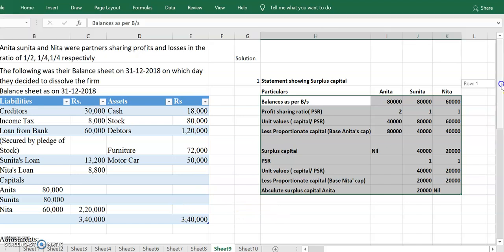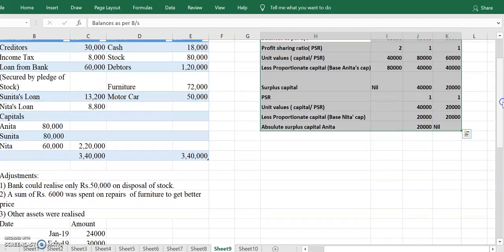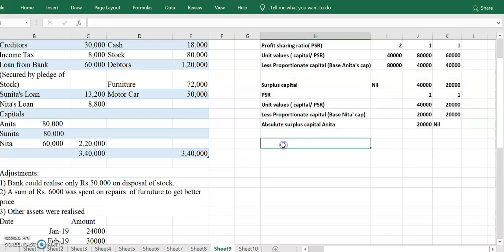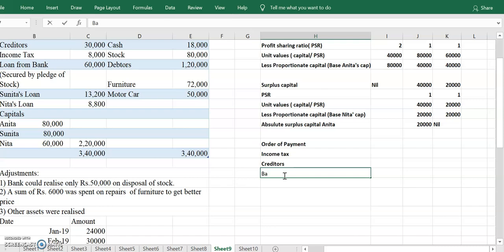Then we move towards calculating the profit and find out the order of payment. What is your order of payment? Under this heading, first you have to pay income tax. It is your government liability. So it is the first column after the cash, income tax. Then we move towards the creditors. This is the second column. Then we continue with the bank loan.